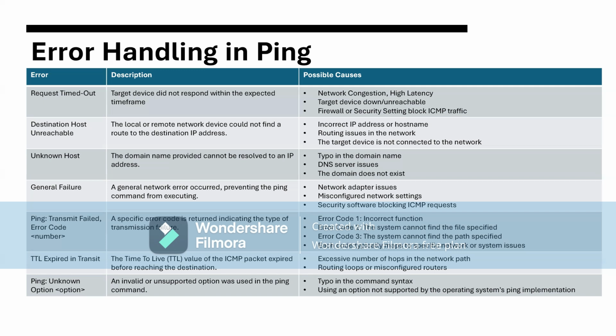Another failure you might see is that ping transmit failed with a specific error code, which is generally returned indicating that there was a transmission failure. Say it is an error code 1 which says incorrect function, 2 says system cannot find the file specified, and so on. You can take a snapshot of this. This might be helpful while running the ping commands, and it would also help you while troubleshooting with this command.